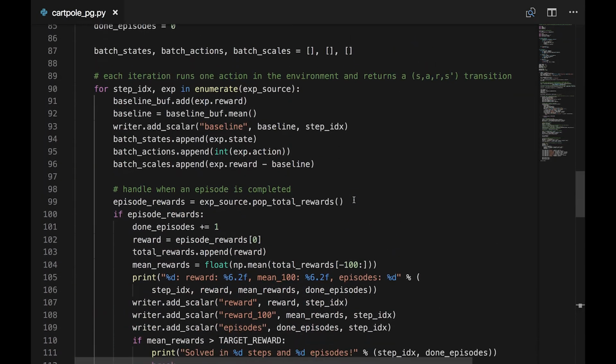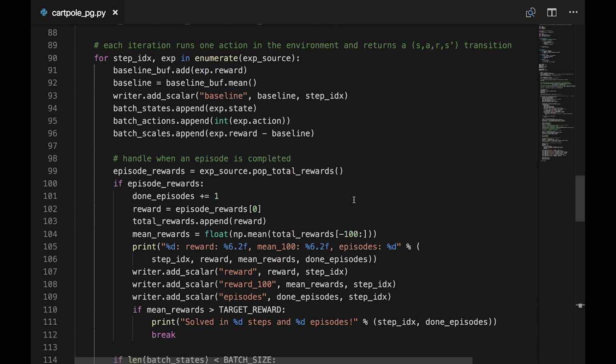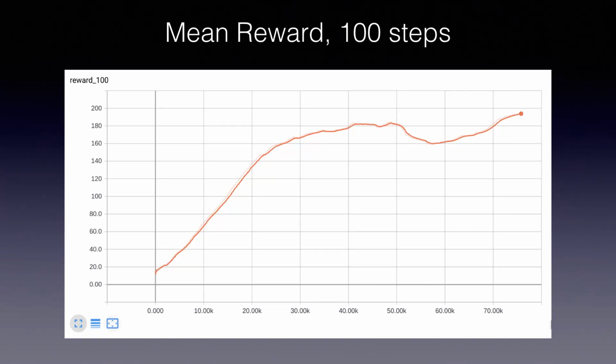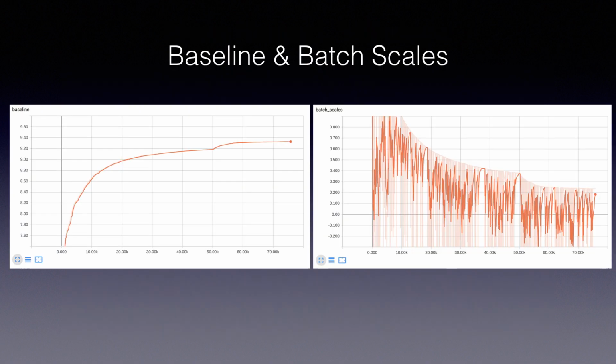I was able to solve this on average in around 75,000 frames. Perhaps you can tune the hyperparameters and make it better. Let's take a look at the graphs. The rewards look good. Our algorithm is definitely learning and definitely mastering the game. The baseline is converging exactly as we expect.